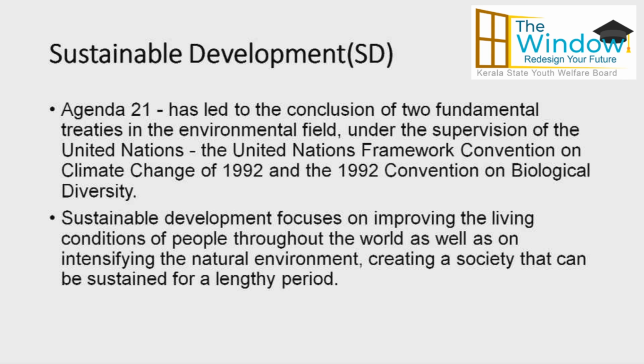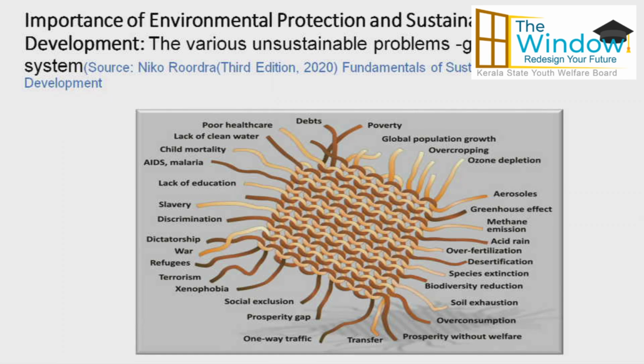Sustainable development focuses on improving the living conditions of people throughout the world, as well as on protecting the natural environment, creating a society that can be sustained for a lengthy period. Here also it stresses the long duration. So the importance of environmental protection and sustainable development, maybe we can justify on the various unsustainable problems faced by the global human system.